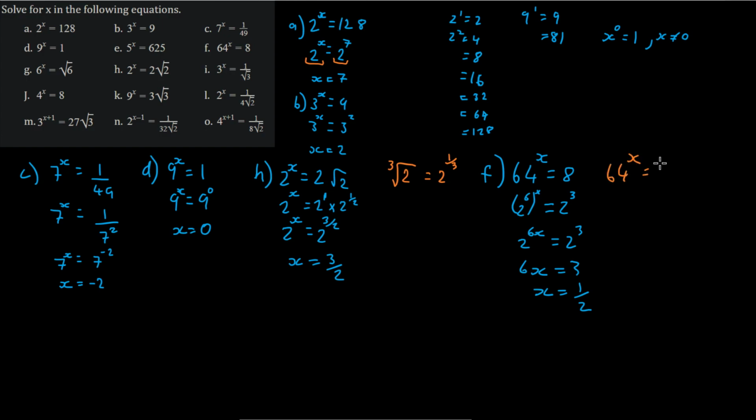64 to the power of x equals 8. 64 to the power of x equals 64 to the power of something. So what is 8 equal to in terms of 64? Well, 8 is the square root of 64, or to the power of a half. We saw that over in question H. So because our bases are the same, we can say our powers are the same. X equals a half.